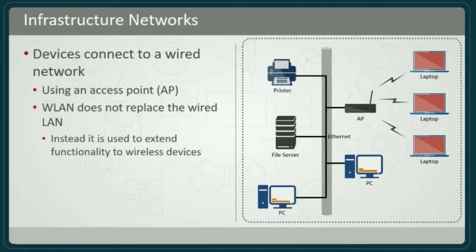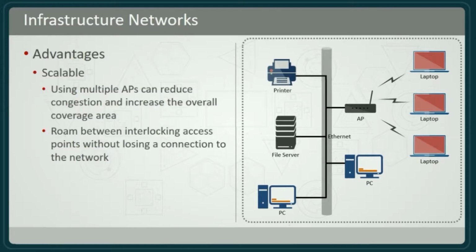So again, in the graphic, we see those 3 laptops connecting through the access point are then able to see all of the other resources that are on the wired network. So again, it just extends it. So in terms of the advantages, this is very scalable. Using multiple access points, you can reduce congestion and increase the overall coverage area, and you can roam between interlocking access points without losing a connection to the network.